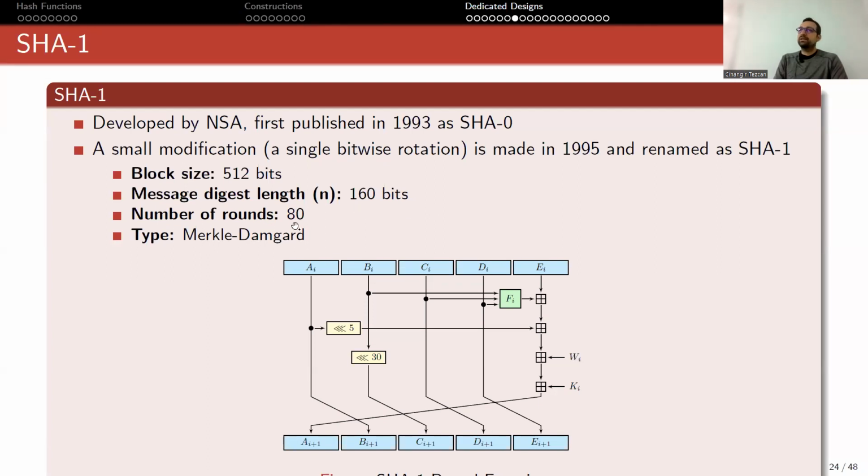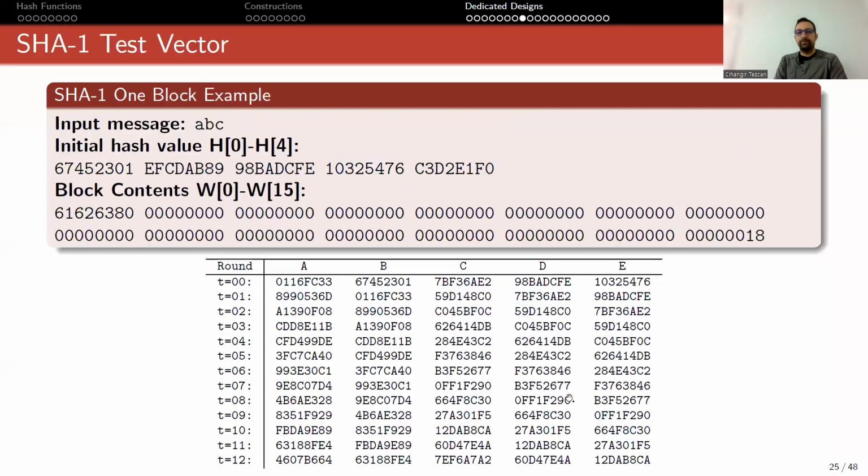The number of rounds, again, increased, just to resist attacks that broke MD4 and MD5. So the idea is almost simple, as you can see, okay? There's the function here, additions here, and so it is almost the same.